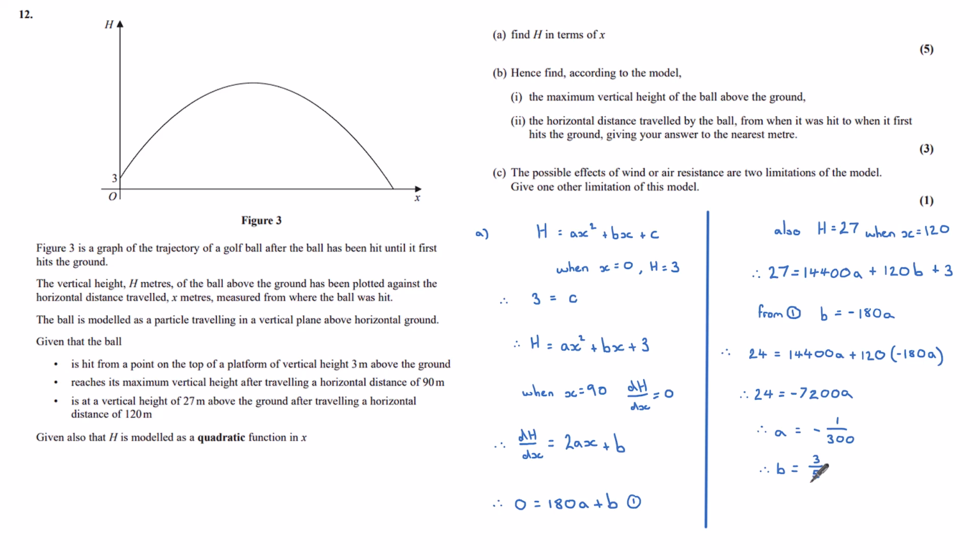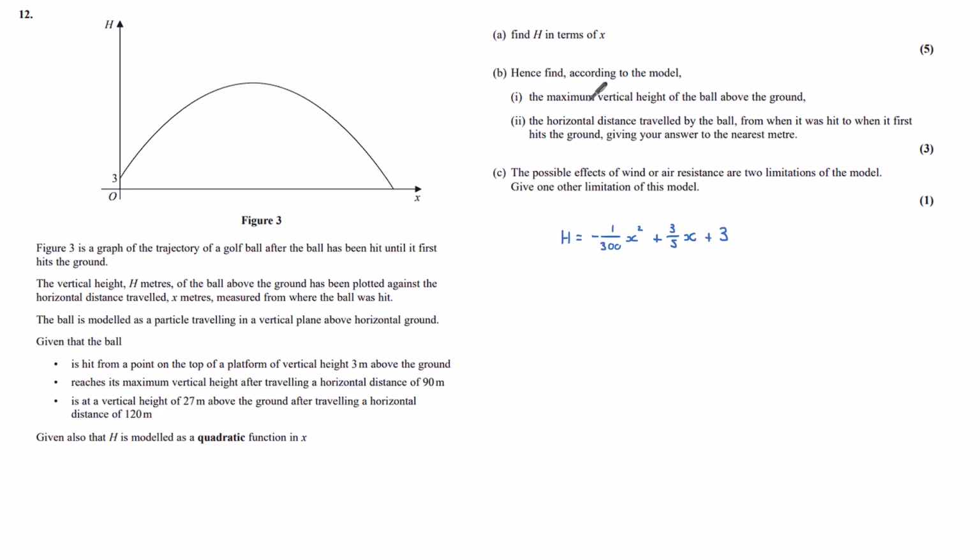And now we have a and b. We have our full quadratic for h. h is equal to minus 1 over 300 x squared plus 3/5 x plus 3. Part B. Hence find, according to the model, part I, the maximum vertical height of the ball above the ground. Well, we are told that the maximum height is reached after a distance of 90. So the maximum h is found when x is 90. We can substitute 90 into our equation for h, and we get an answer of 30 meters.